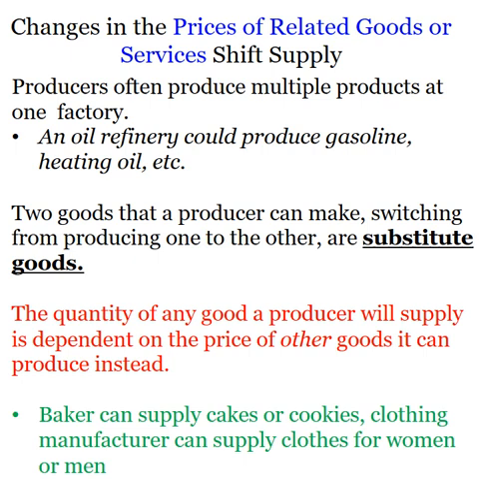So here we're looking at red now. The quantity of any good a producer will supply is dependent on the price of the other goods it can produce. If you have options, you're going to choose to supply the good that you will make the most money from producing.